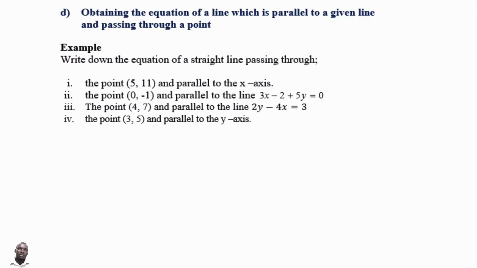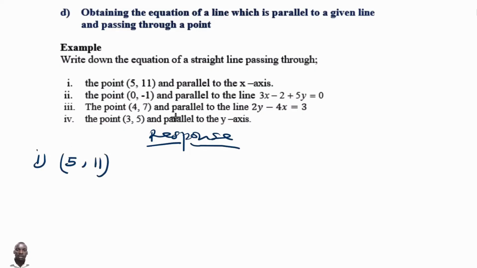We have the example: write down the equation of the straight line passing through, Roman numeral 1. Let us have our response here. For Roman numeral 1, given the point as 5, 11, and they say it is parallel to the x-axis. What we have to know about parallel lines is that parallel lines have the same gradient. And if it is parallel to the x-axis, remember the x-axis has a gradient of 0, implying that the equation of a line passing through this point and parallel to the x-axis is simply the line y equals 11.